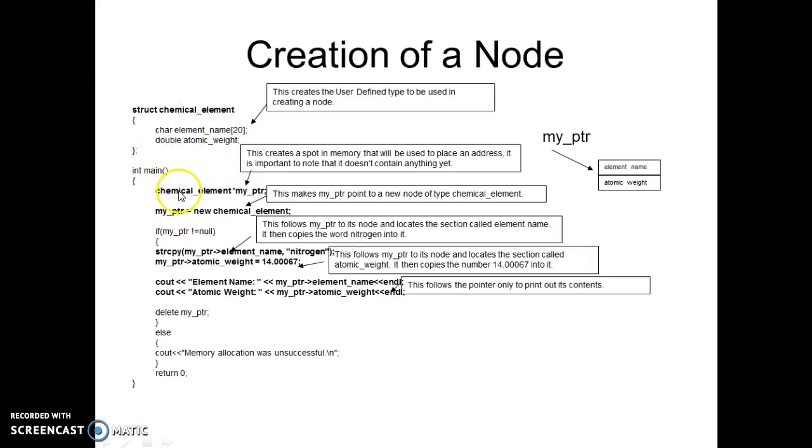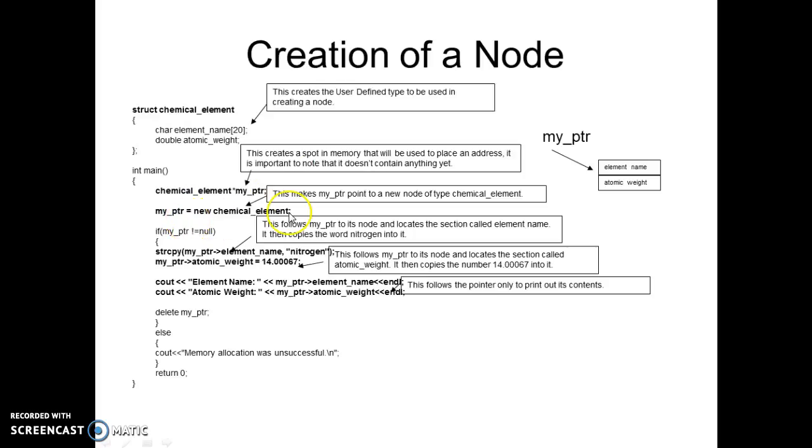Okay, so now what I do is I do chemical element star my pointer. The star my pointer actually creates a dereferencing, says that my pointer will point to an element that contains element name and atomic weight. So it creates a spot in memory that will be used to place an address. It is important to note that it doesn't contain anything. It's preparing it. It's saying this particular item, when you have elements, will be pointing to it.